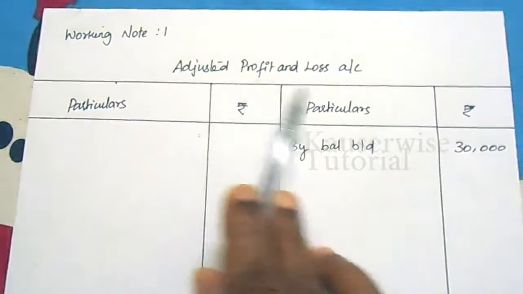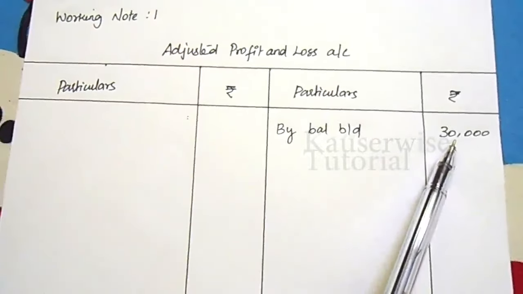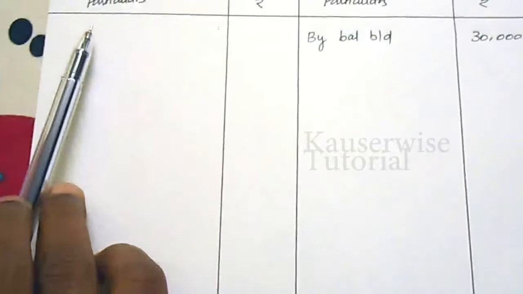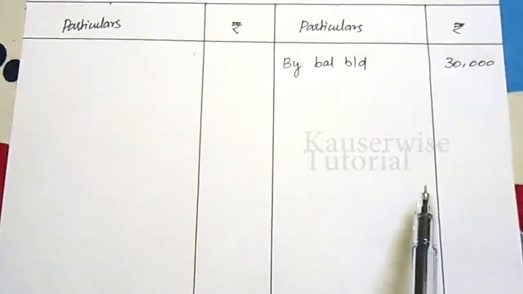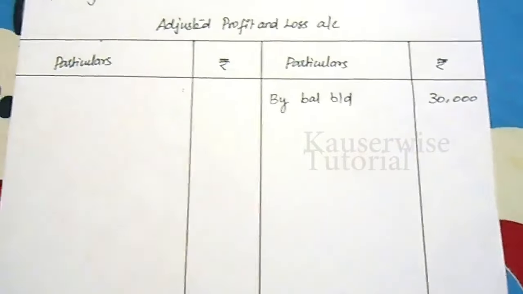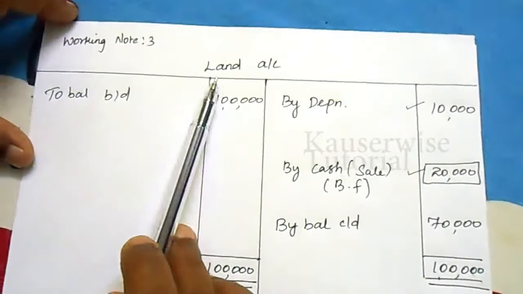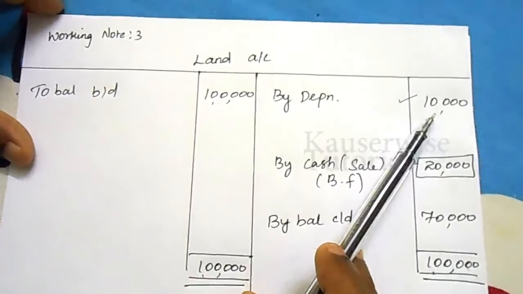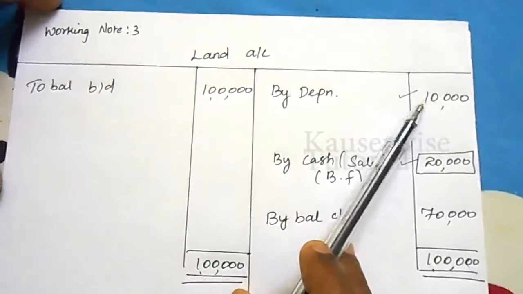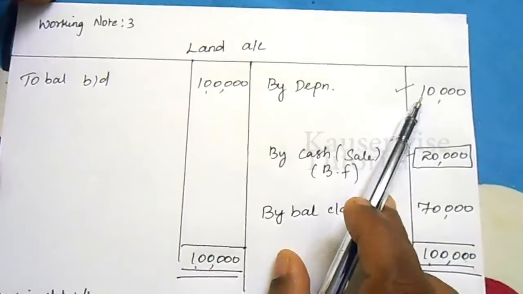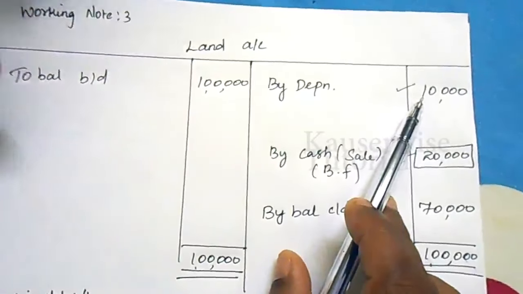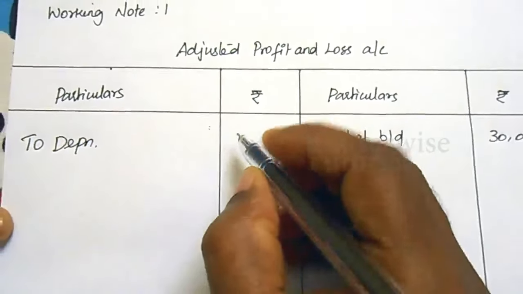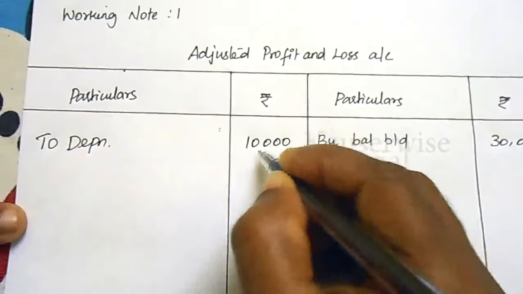Now see the adjusted profit and loss account. Already we have entered the opening profit and loss account and closing profit and loss account. Now you need to enter certain items on the debit side and certain items under the credit side, if any. Now look at the working notes. In the land account, we have entered depreciation. This is a non-fund item. This will be added along with the net profit. So while you prepare the adjusted profit and loss account, this will be entered on the debit side of the adjusted profit and loss account. To depreciation, how much? 10,000 for land.